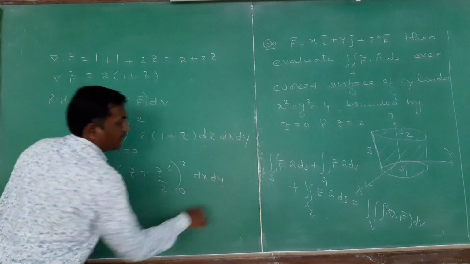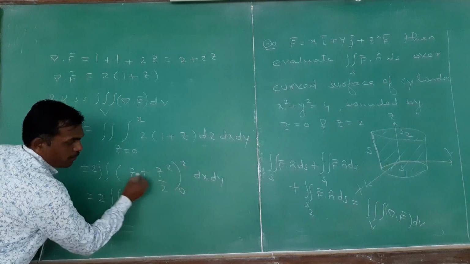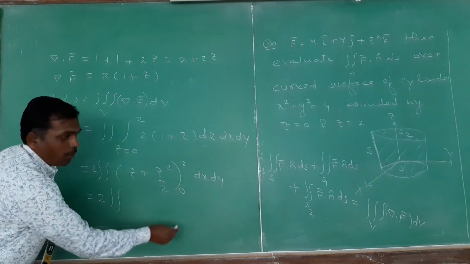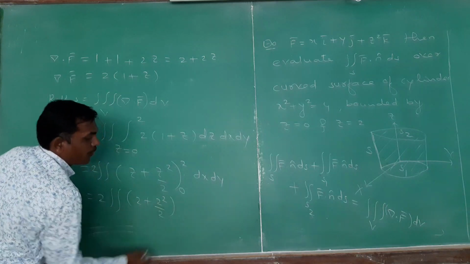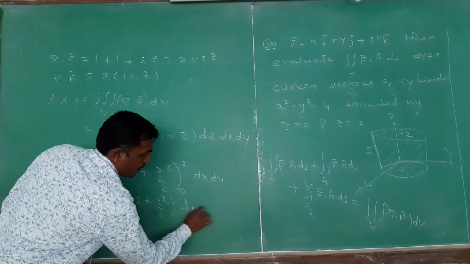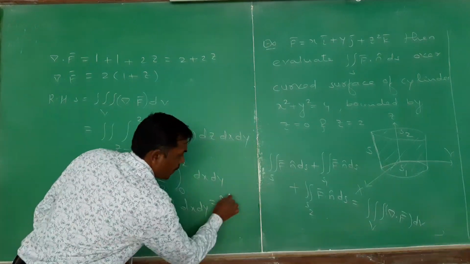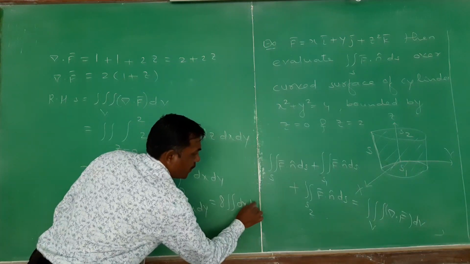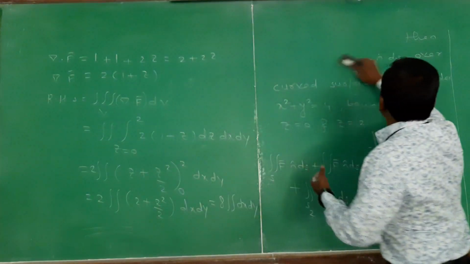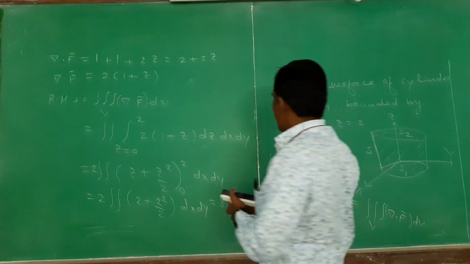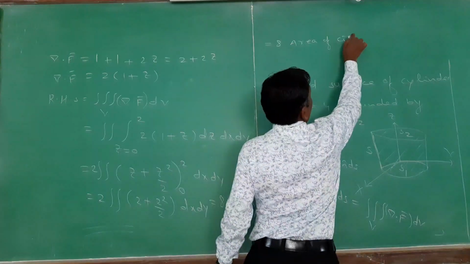Dx dy as it is, equal to twice the double integral. Put the value upper limit minus lower limit. Here the lower limit is 0 so no problem. Upper limit: 2 plus 2 square upon 2, dx dy, is equal to 2 plus 2, that is 4, into 2, 8, double integration dx dy. And double integration dx dy is the area of the circle. So here 8 into area of the circle.